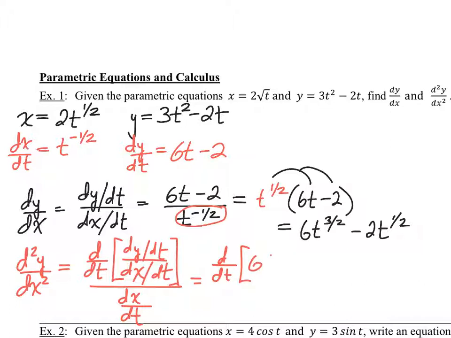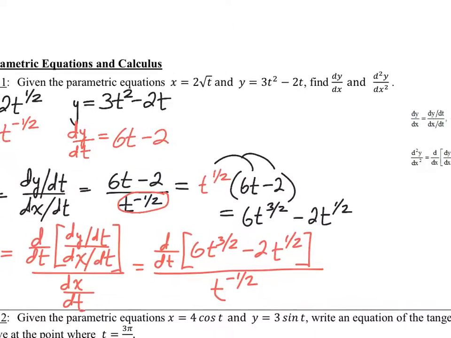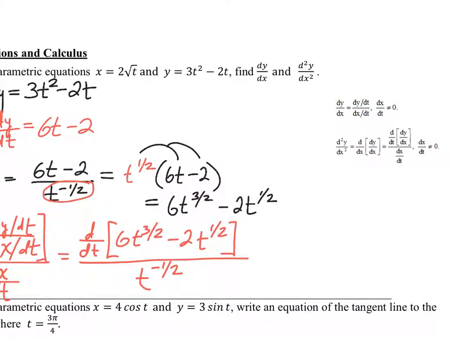So 6t to the 3/2 minus 2t to the 1/2. That's what I'll be differentiating. But on the bottom, dx/dt, I already know that. That's t to the negative 1/2 power. All right, so whereas before with the first derivative it was in my best interest to simplify, once I get the derivative of the top, I don't need to simplify, because there's no value in doing that. So power rule.